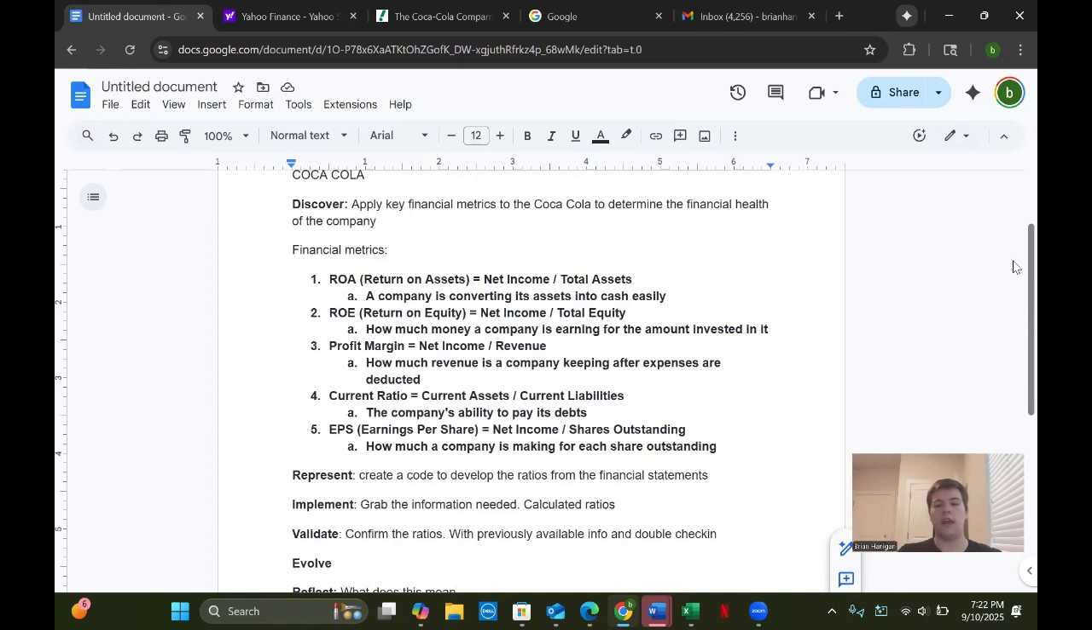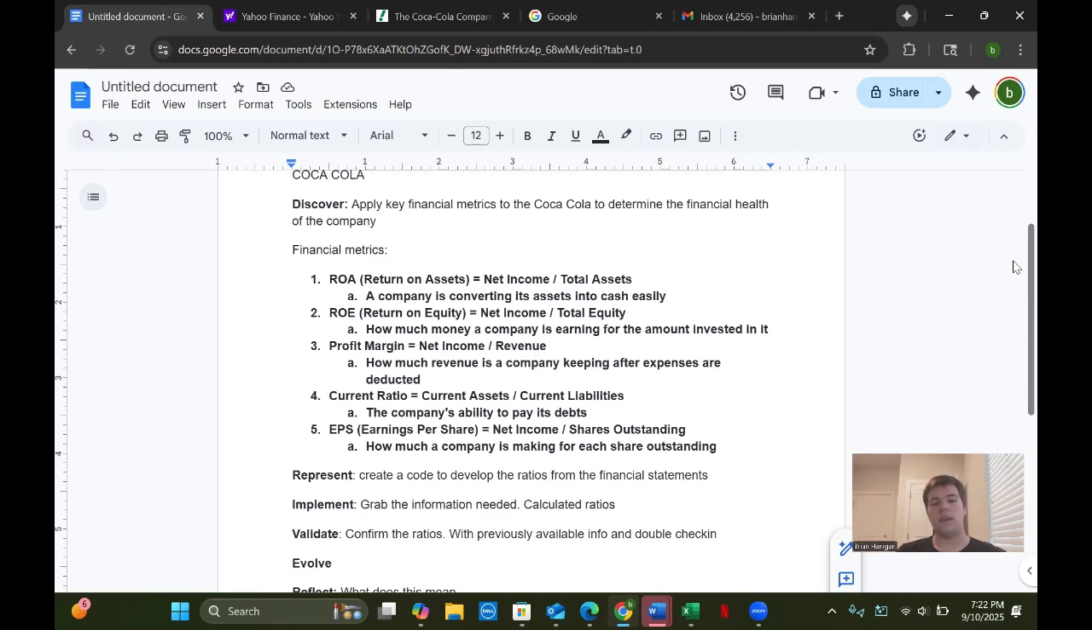Next, we're going to be looking at profit margin, which is net income divided by revenue. And this is going to show us how much of revenue a company is keeping after expenses are deducted. These could be operating expenses, which could include the wages paid to employees. It could be the cost to produce a bottle of Coca-Cola, the plastic, all the ingredients that cost money, which is deducted from the revenue.